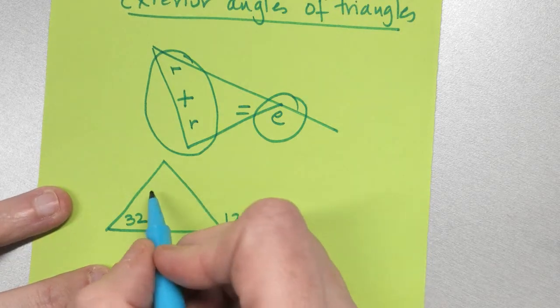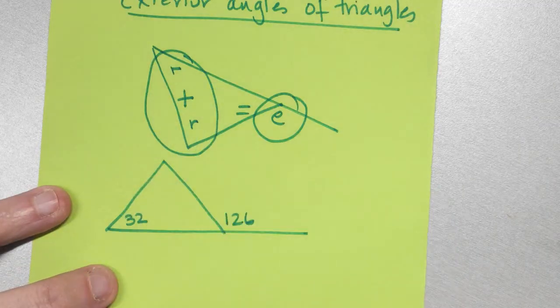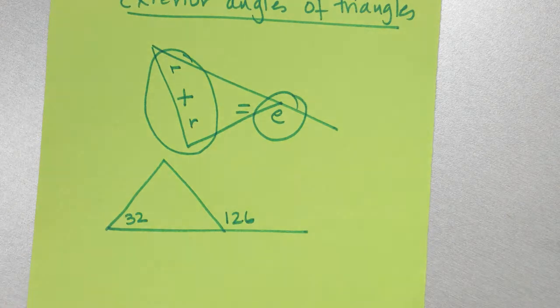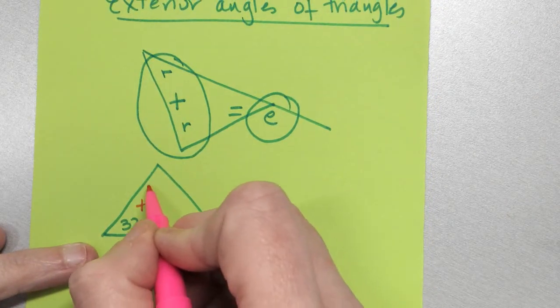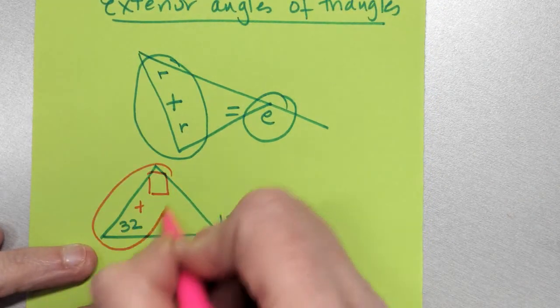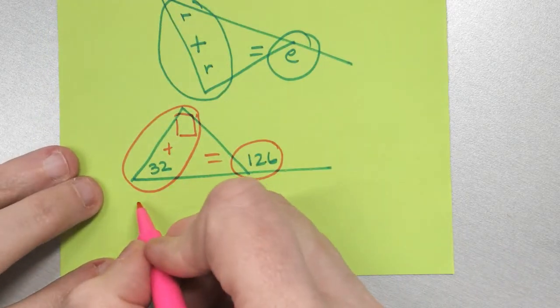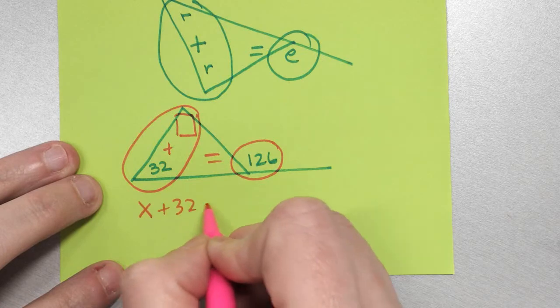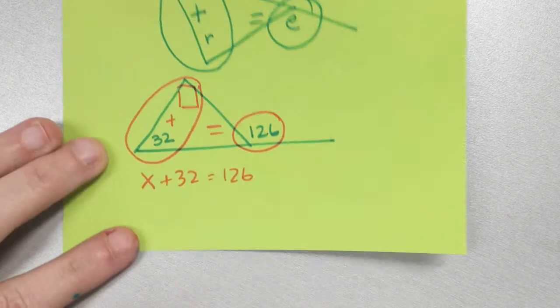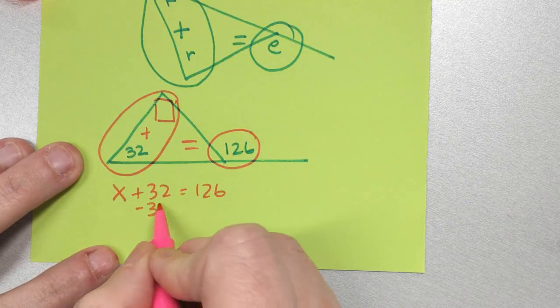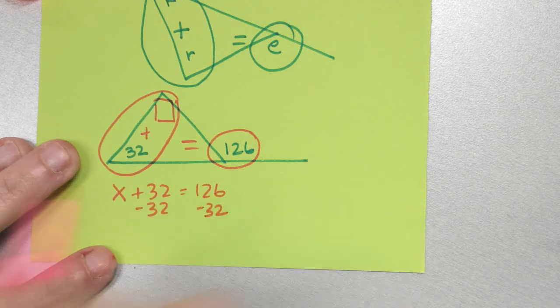Or I know, because we just talked about this, because I just told you, spoiler alert, that this plus that equals that. Okay? So I know that something plus 32 equals 126. Well, how am I going to work backwards? I'm going to subtract 32.